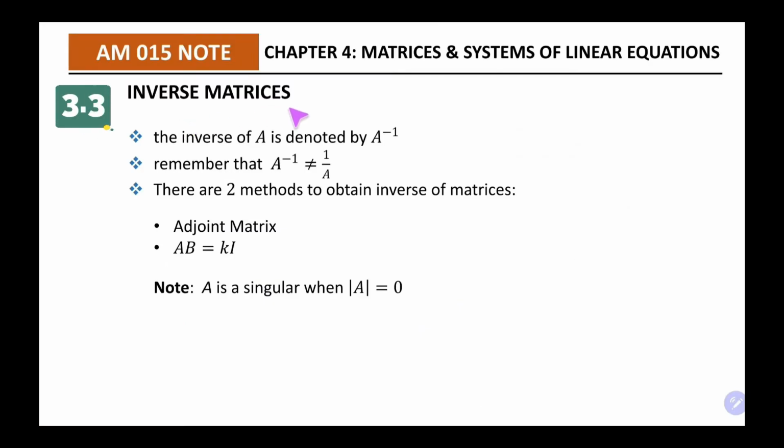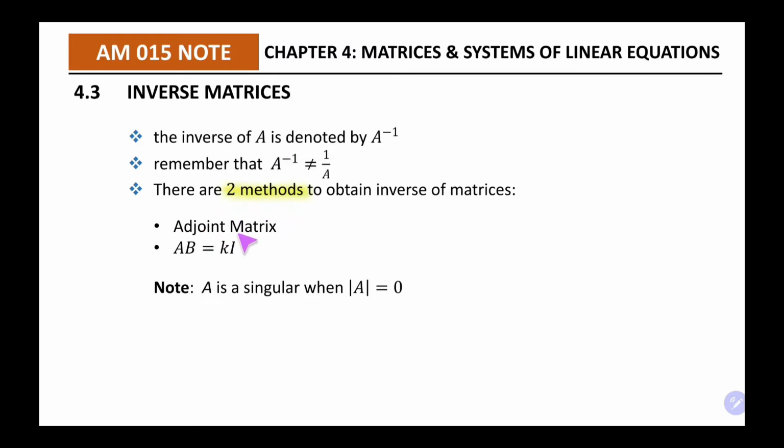B inverse matrices. The inverse of A is denoted by A power of -1, or we call it A inverse. Remember that A inverse cannot be 1 over A. Dia tak sama. Ini bukannya 1 over A. Ini bermaksud A inverse.